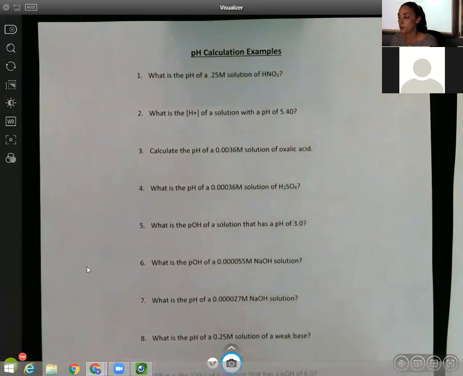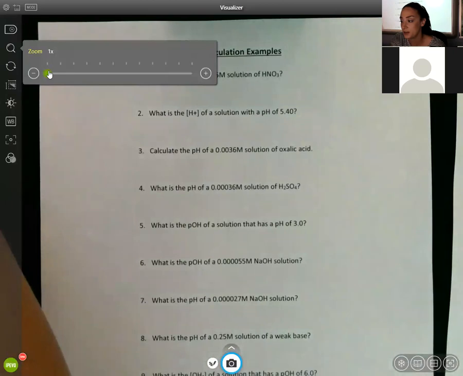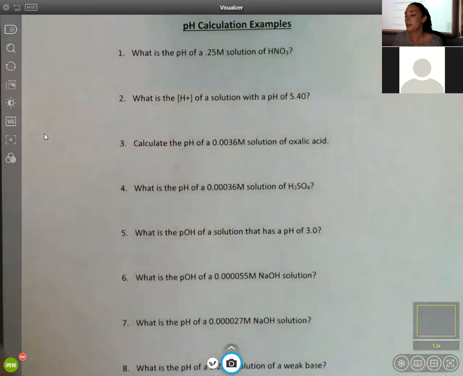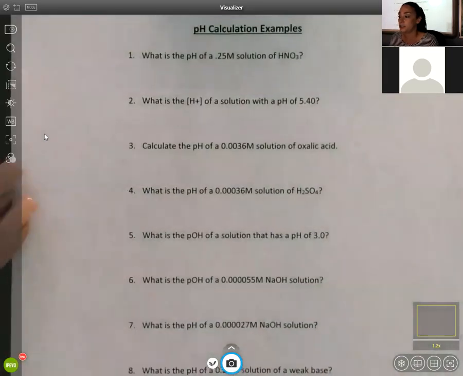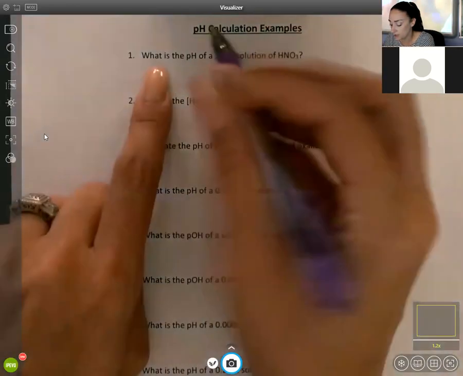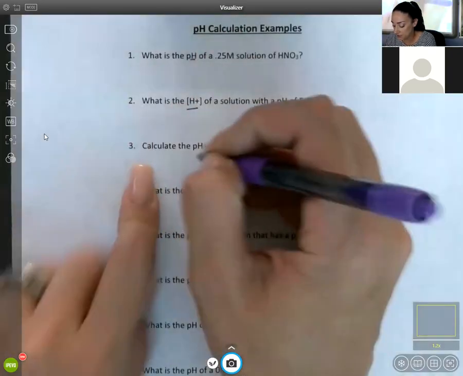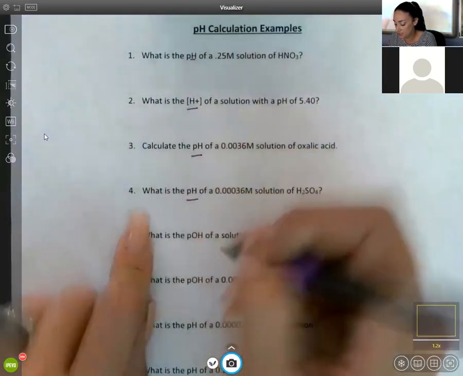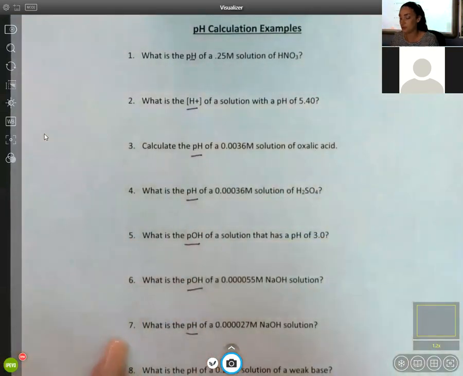Okay, so on the first one here, the first thing that you have to do is figure out what information they're giving you and what information they're asking you to find. So I like to do this process, and I suggest you do the same process whenever you're doing your own assignment: look at the question. What is the pH? What is the H? Calculate the pH. What is the pOH? These are the things that you're trying to get to.